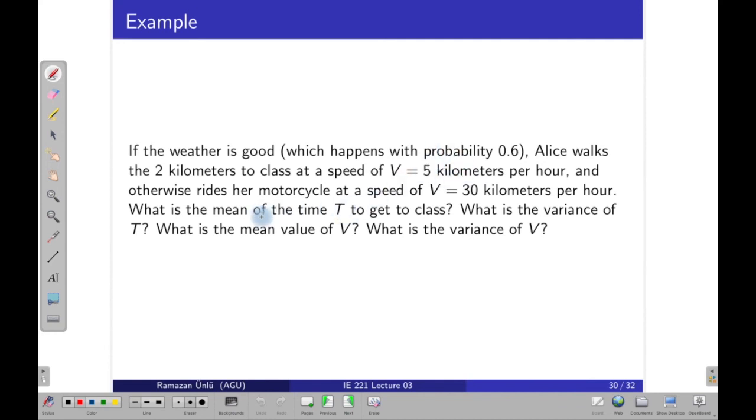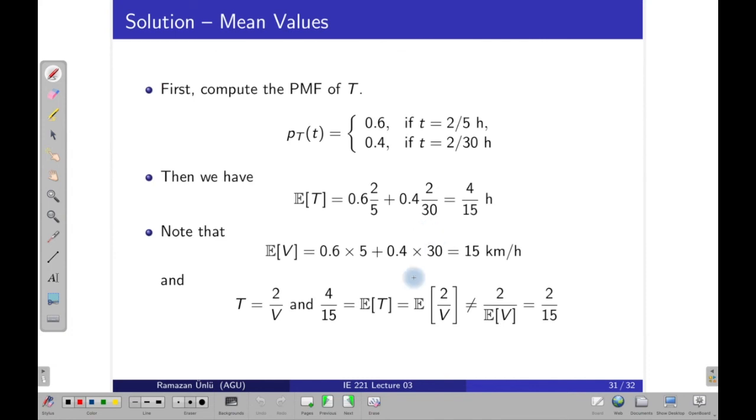Otherwise, she rides her motorcycle at the speed of 30 kilometers per hour. So let's say, what is the mean of the time t to get to the class, and what is the variance of t? Another question is, what is the mean value of v, the speed, and what is the variance of v? So let's first start with the t.